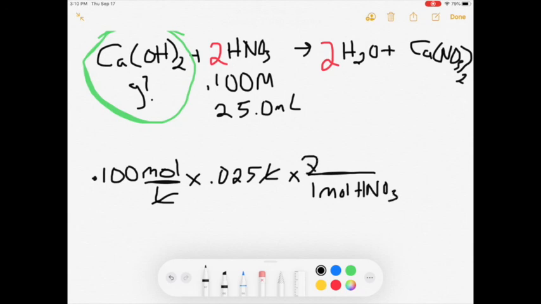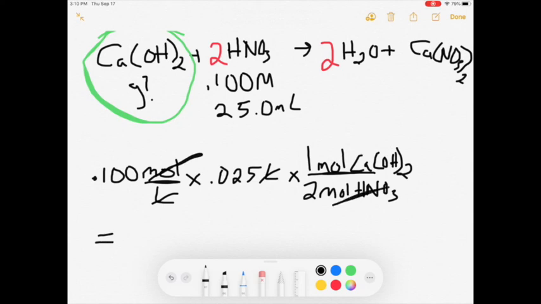Nope, I did not write that right. I'm sorry. Let's try that again. 2 moles of my acid to 1 mole of my base. That gets me moles of calcium hydroxide. And then I can go moles to grams using the molar mass of calcium hydroxide.